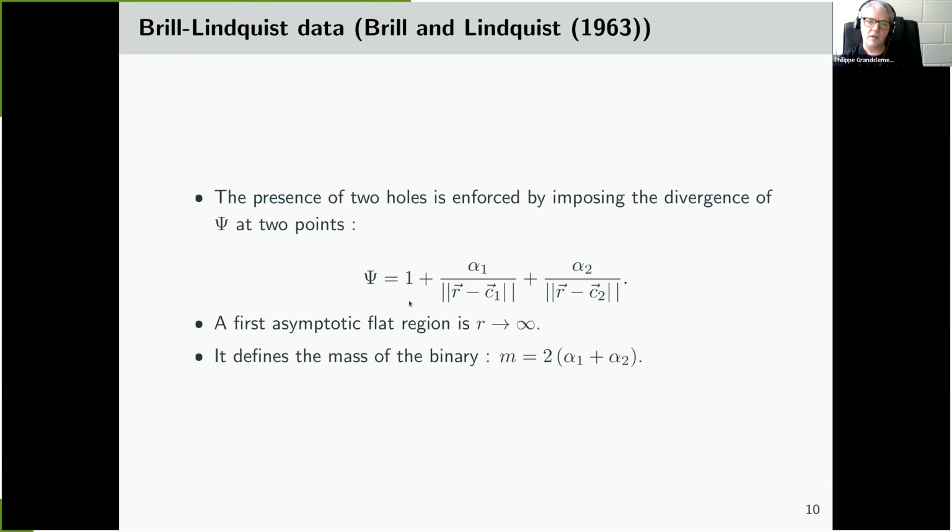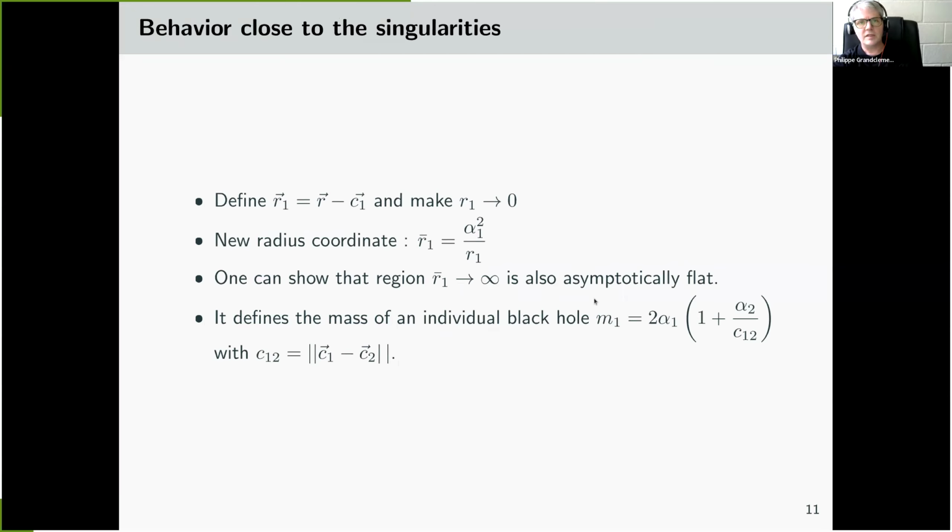asymptotically flat region. In this region, if you look at how psi goes to 1, you can define a mass. And in that case, the mass is just twice alpha 1 plus alpha 2. So those two alphas control the masses of the holes if you want. And C1 and C2 control where they are. But that's not the only asymptotically flat region.